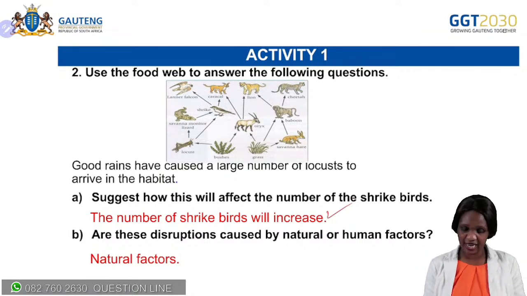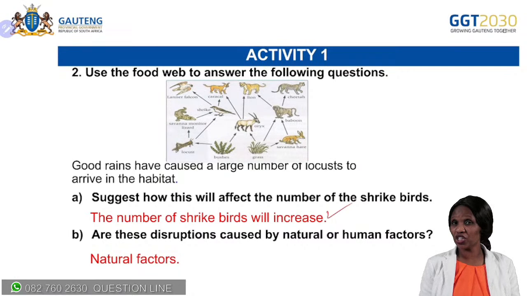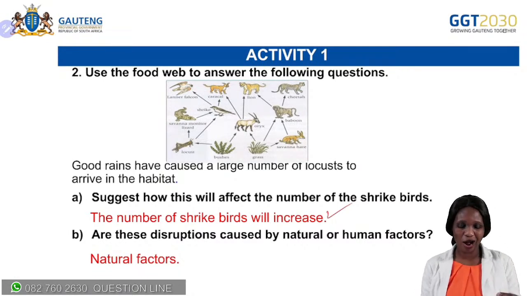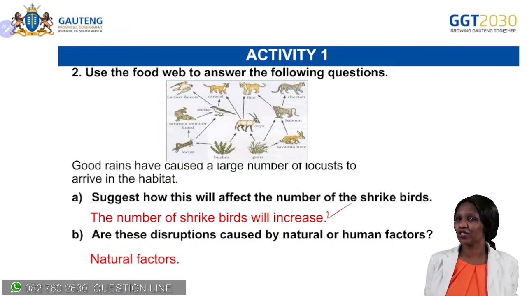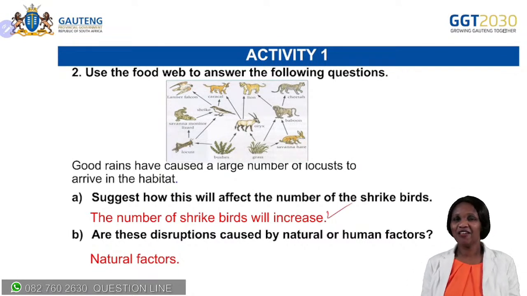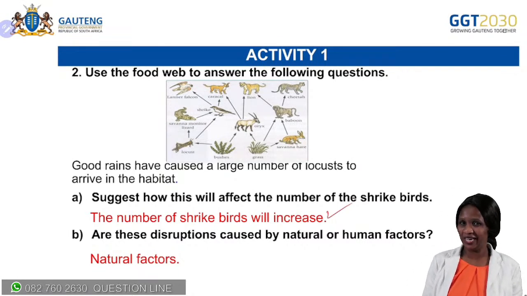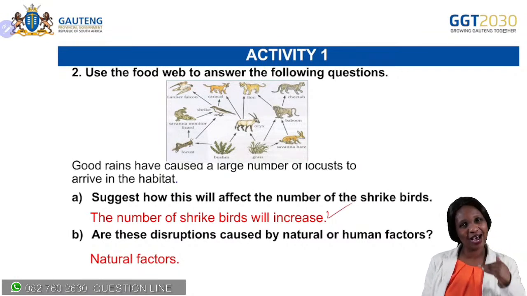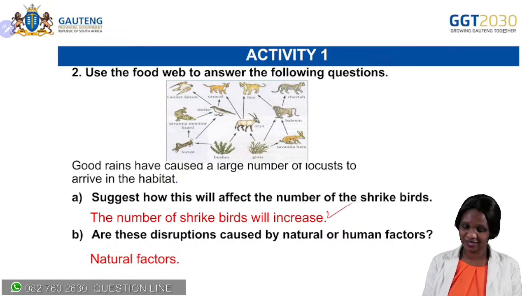And then B says, are these disruptions caused by natural or human factors? These disruptions are caused by natural factors. Why? Because the rain is natural, it's not man-made, right? And then even the temperature changes, even the floods, okay? Even the volcanoes, the tsunamis, all these are natural. Do you get it? Good.